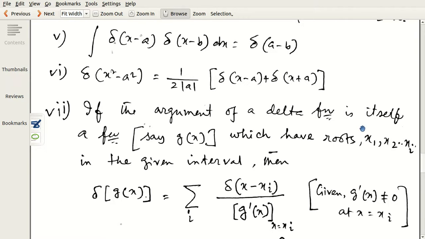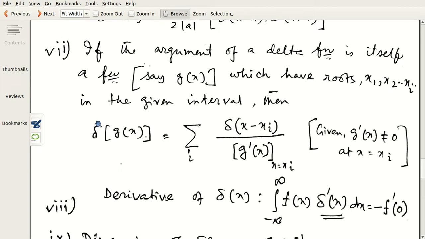If the argument of a delta function is itself a function g(x) which has roots at x1, x2, and so on, g(x) can be a polynomial and have many roots, can have one root, can have two roots, you understand. Say x_i within the given interval. If it is minus infinity to infinity, then okay, or if it is in a finite limit, then also we can do it in the same way.